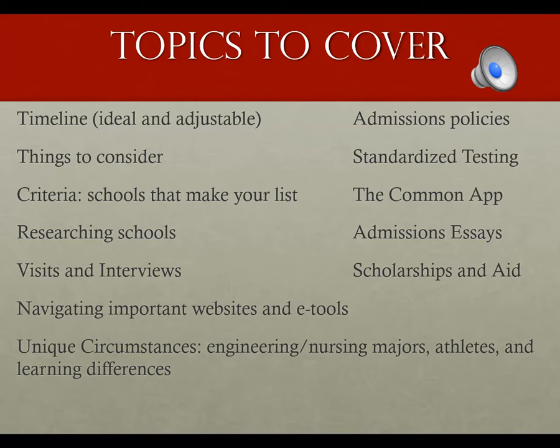And last but not least, we'll touch on unique circumstances that some students have. Students who want to study engineering or nursing really have to meet a different set of criteria than students who have different majors. We'll also talk about how to go about the athletic recruiting process and how to select a school if you have a learning difference.